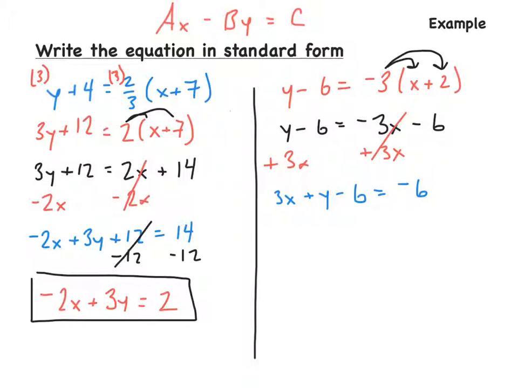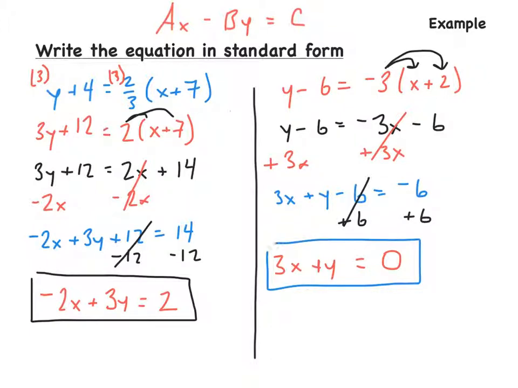So from here, we need to move all the constants over to the right side. When we do that, we have to add 6 to both sides. So that cancels out. When we rewrite it, we have 3x plus y is equal to 0. And it's okay that 0 is the constant. So our final answer is 3x plus y is equal to 0.